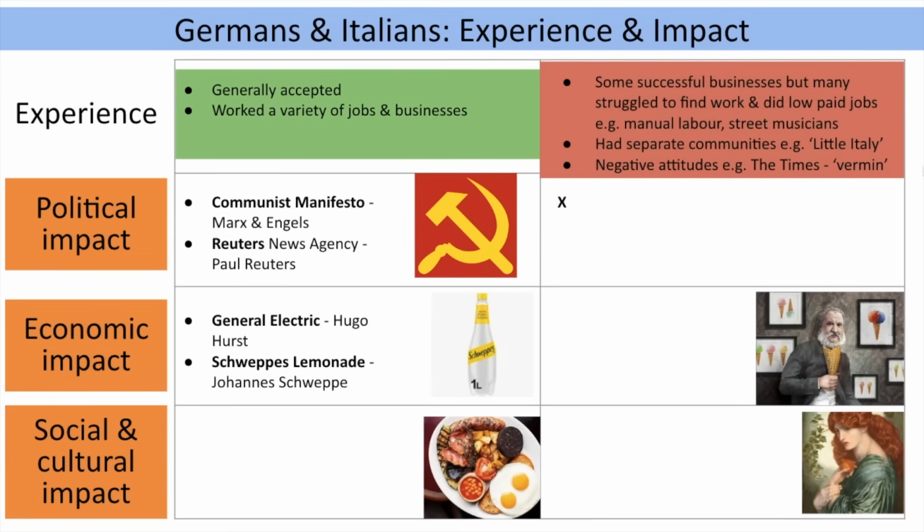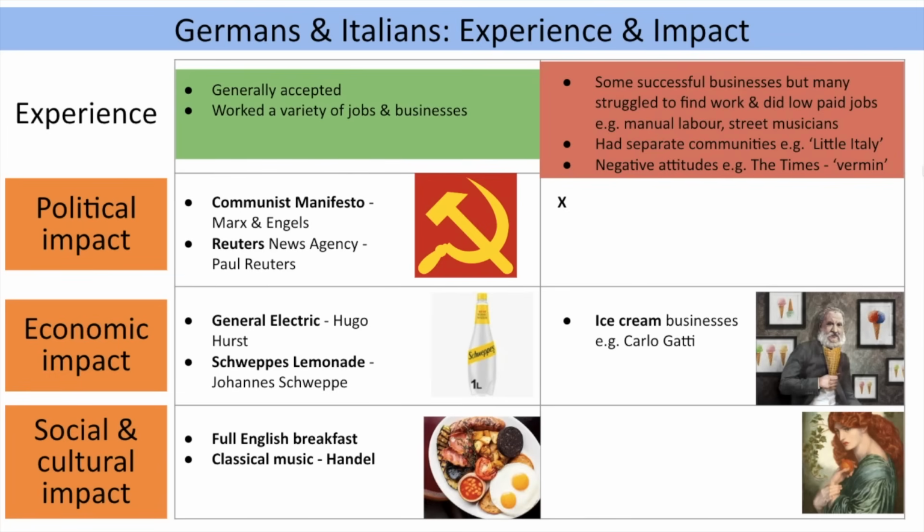You get several very successful German businesses. You may have done a few more of these in lessons, but a key example would be General Electric, set up by Hugo Hurst, which becomes one of the biggest companies in Britain, or Schweppes Lemonade, set up by Johann Schwepp, which obviously we still have today. When it comes to the economic impact, it's easy to remember because it's the ice cream businesses set up by Italian migrants like Carlo Gatti.